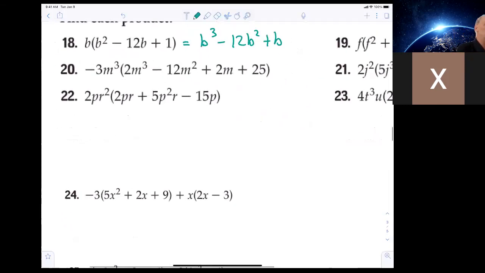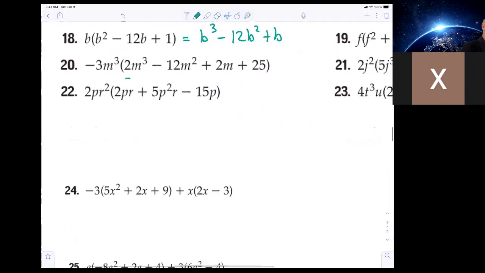Angelina, go. Number 20. Negative 6 to the 6 minus or plus 36 and to the 5th minus 6 and to the 4th minus 75 and 2. Thank you. Perfect. All right, Tucker, go.